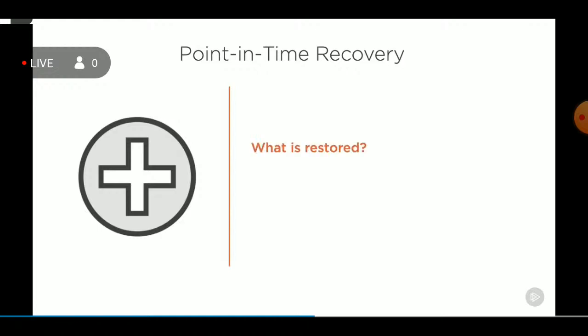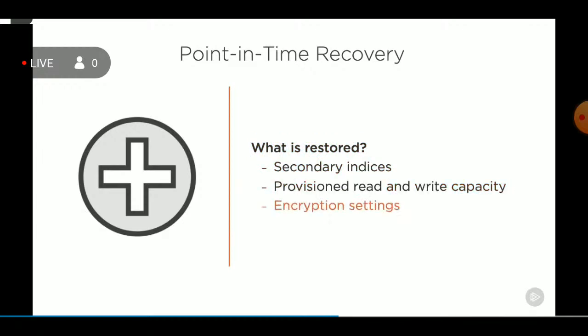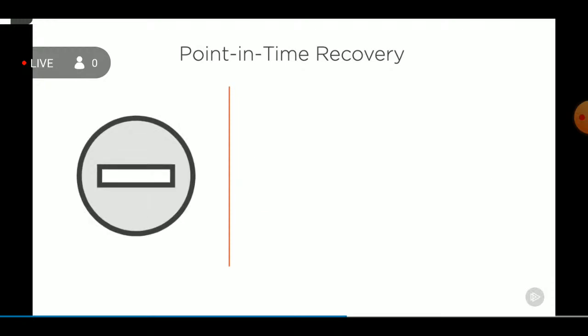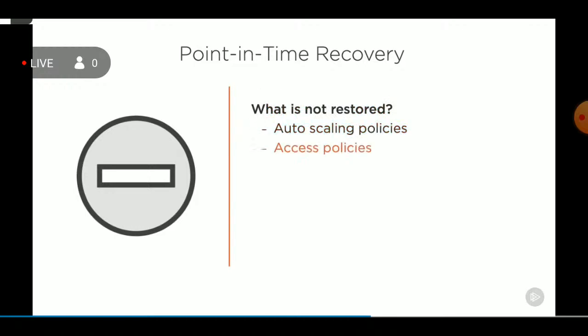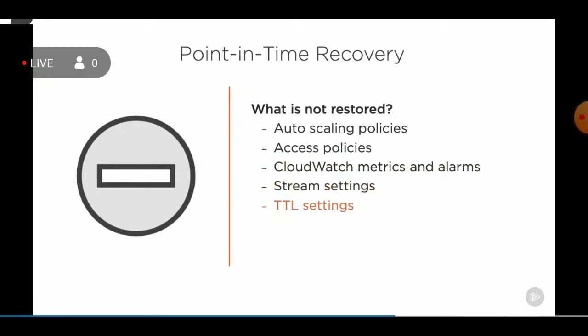So what settings are restored? Local and global secondary indices, provisioned read and write throughput capacity, and encryption settings. Again, very similar to on-demand backup, what is not restored is auto-scaling policies, access policies, CloudWatch metrics and alarms, stream settings, time to live settings, and also point-in-time recovery settings are not restored, so again we have to apply them manually every time we recover a table.